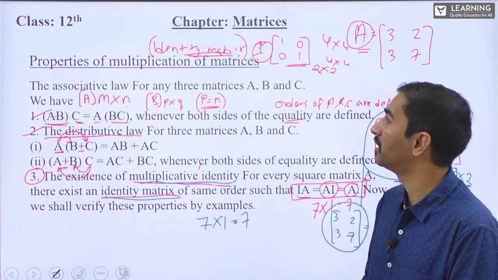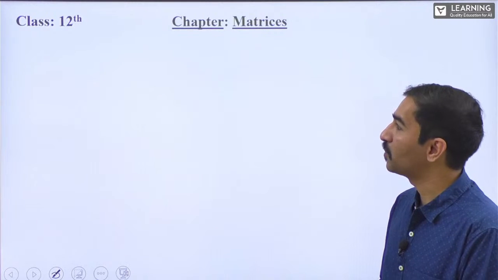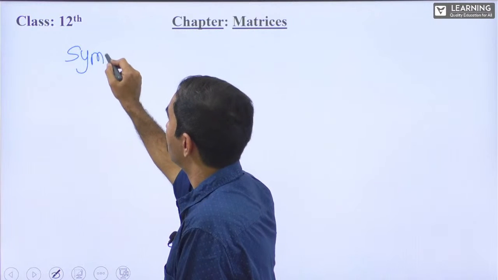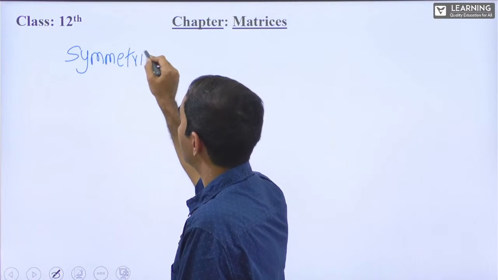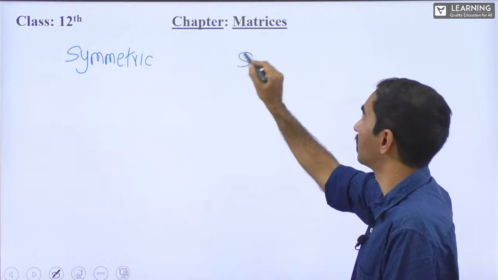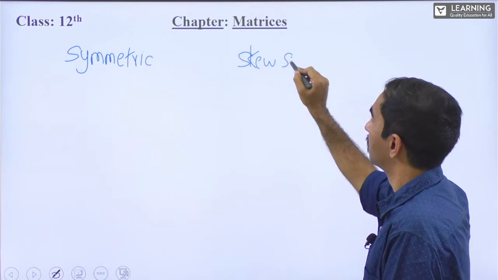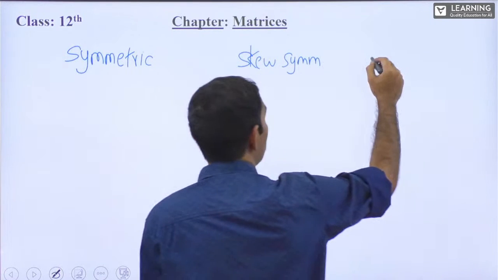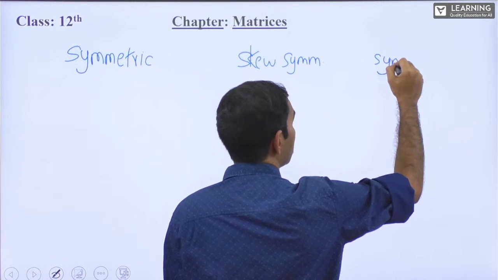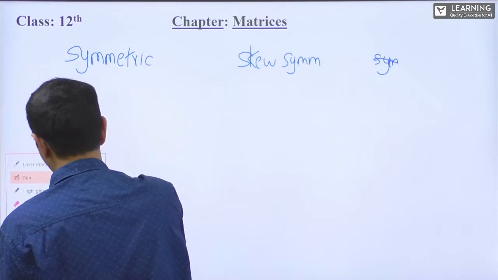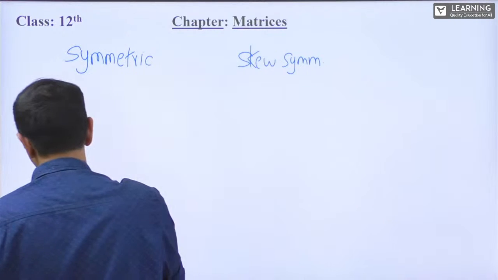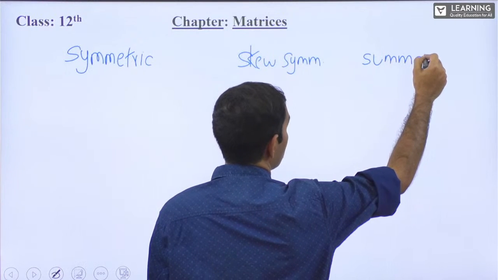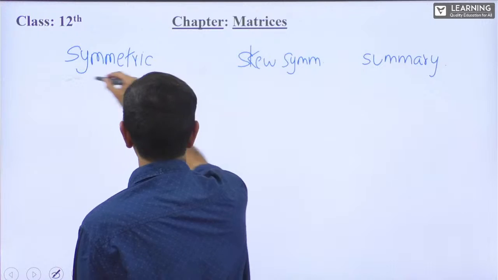So these are the properties of multiplication of matrices. The next what we are going to see in this slide is about symmetric matrix, and here we will be seeing skew symmetric matrix. Once we finish these both things, on this side we will just have to look at, okay, one second. Here we'll be seeing what we have done in today's class as summary. All right.